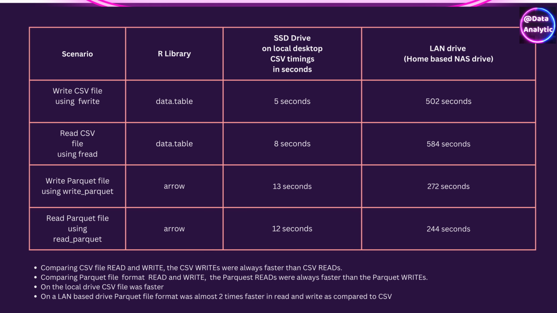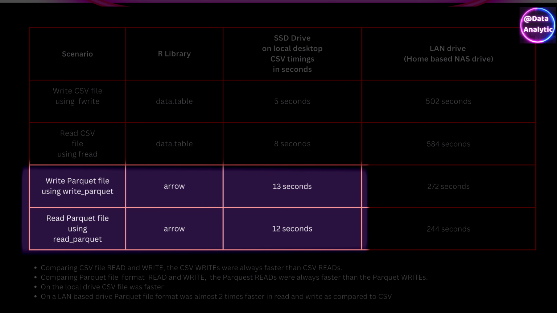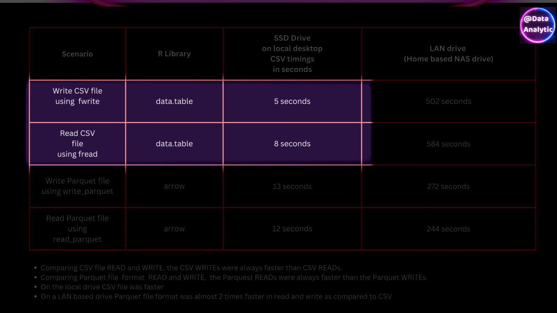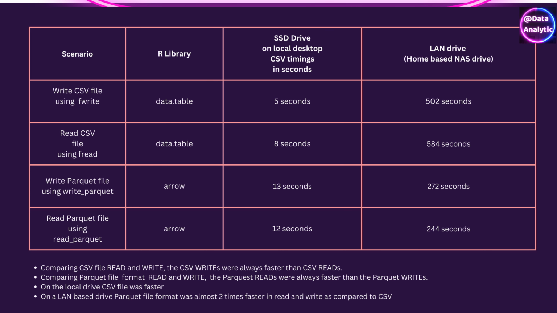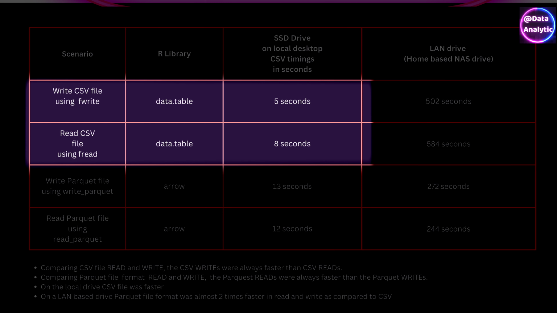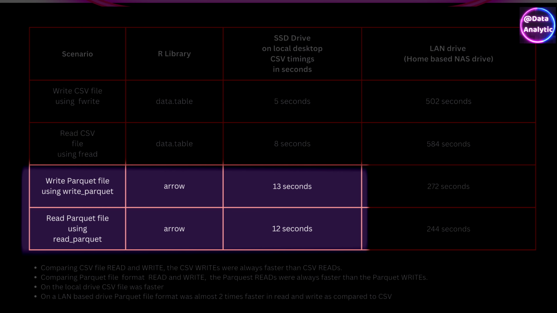It was interesting to see that when we created the CSV and the Parquet files on the SSD drive on my local computer, the Parquet files took slightly longer to read and write, whereas CSV was slightly faster to read and write. But between the reads and writes, I found that Parquet took slightly less time to read as compared to writing the same file. For example, the CSV file took 5 seconds to write, and it took 8 seconds to read it back. The Parquet file took 13 seconds to write the file, and it took 12 seconds to read it back.